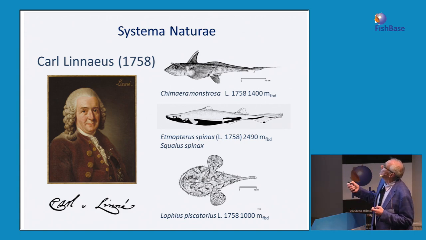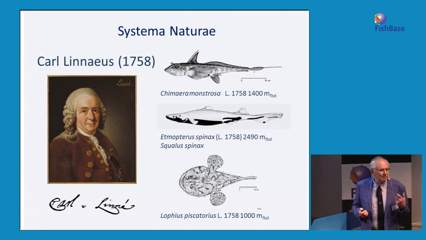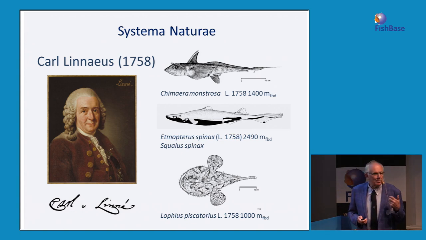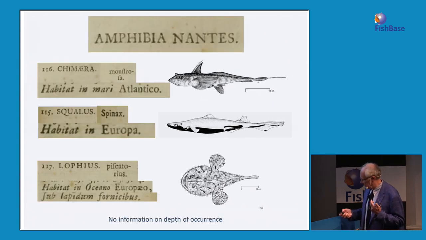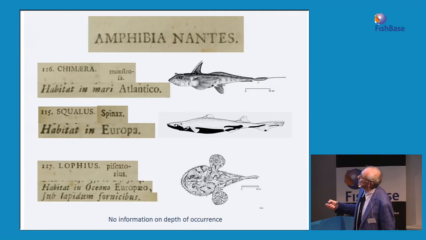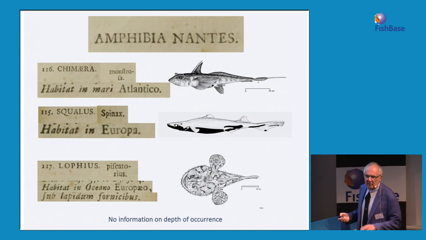These are the maximum depths from the current FishBase. Linnaeus himself gave no indication as to how deep these fish live, and I'm not sure if Linnaeus had any idea how deep they live. So for the Chimaera, he writes habitat in Mare Atlantico. For Etmopterus or Squalus spinax, he says habitat in Europa. And then for Lophius, he writes habitat in Oceano Europea, sub lapidum fornicibus, under stone arches. So there's no information on depth occurrence at all.